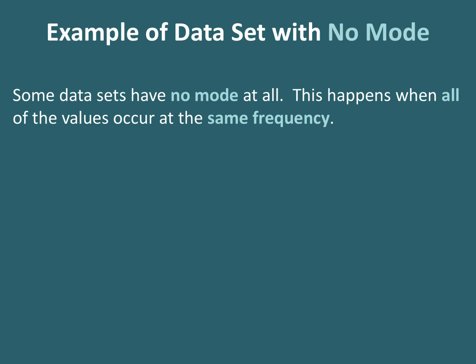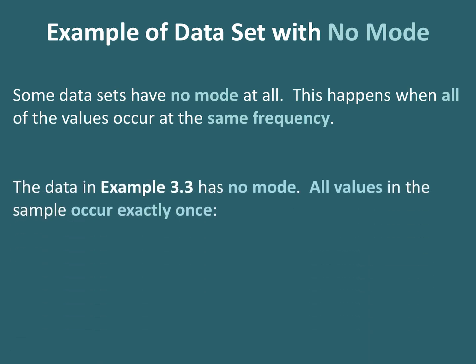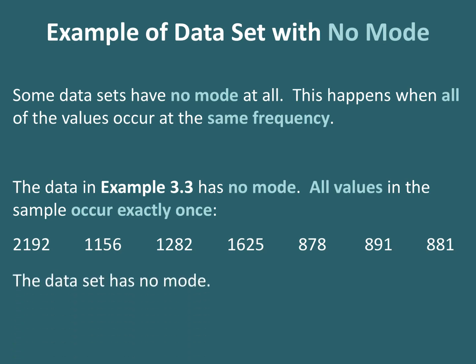Some datasets have no mode at all. This happens when all of the values occur at the same frequency. In a previous example, we had no mode, where we noticed that each number occurs exactly 1 time. This is an example of no mode.